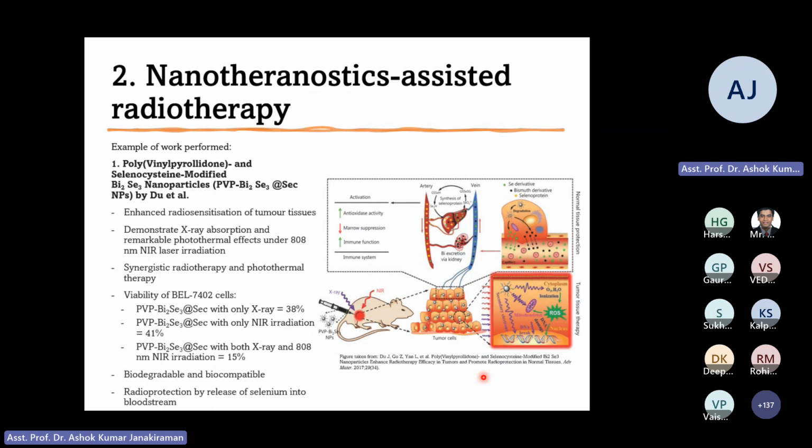It can target only the affected cells, then it kills the tumor tissues. It won't affect the normal cells.